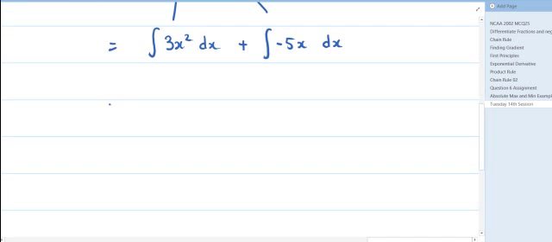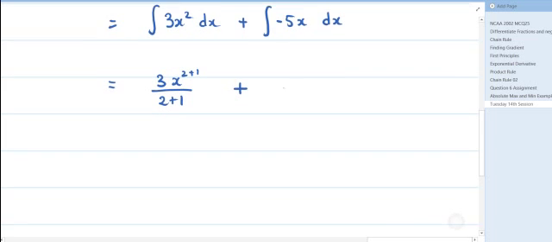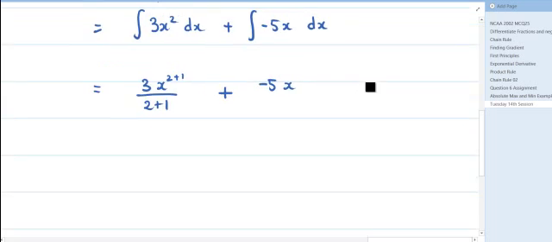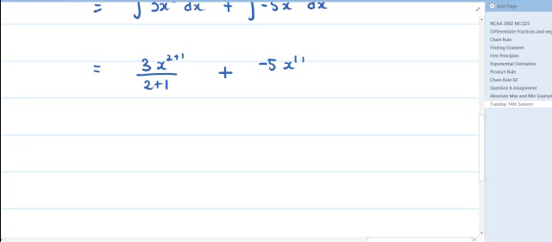So let's use the rule again. The constant is currently 3. It's x to the power of 2 plus 1 divided by 2 plus 1 plus, okay, same thing again. The antiderivative of this is, again, the constant is negative 5, x to the power of, and this is currently 1, so plus 1 divided by 1 plus 1, and don't forget the plus c.